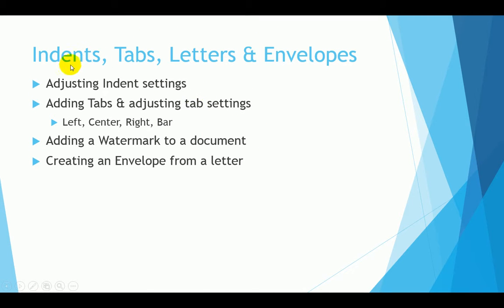Specifically, the topics include adjusting the indent settings of our paragraphs. Then we're going to add a variety of different tabs to our document. We're going to talk about a left tab, a center tab, a right tab, and even something called a bar tab. We're then going to add a watermark to our document. And then finally, we will wrap up by creating an envelope from an existing letter that has been created for us.